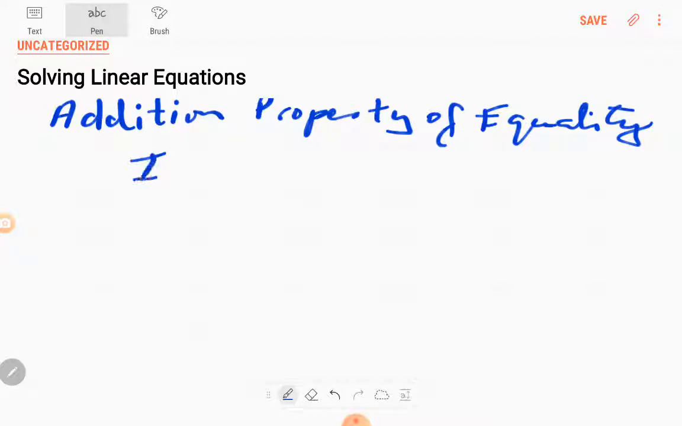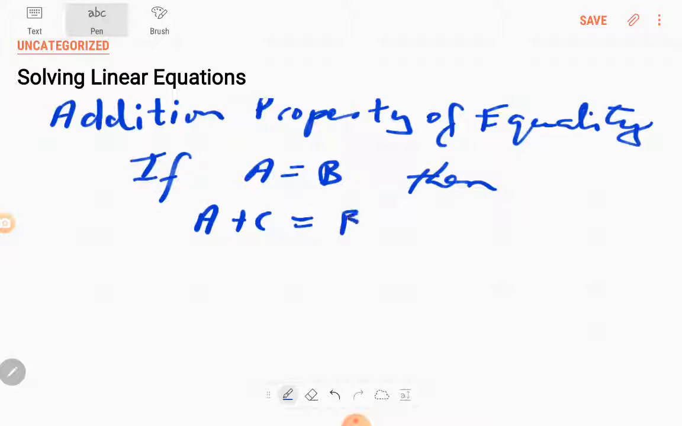that if we have a true statement, if A is equal to B, then we can add or subtract any amount C, and this remains a true statement. That's what the addition property does for us.